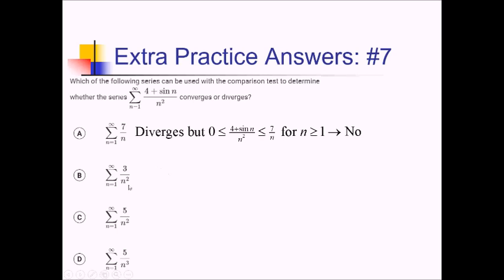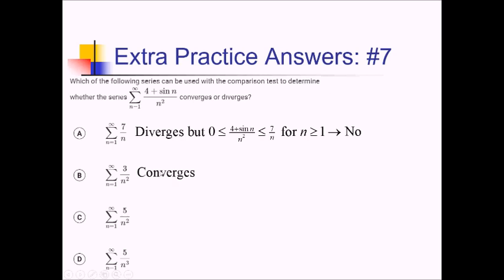So we've got 3 over n squared. If you take out a 3, this is 1 over n squared, which is a p-series, p equals 2. Since that's greater than a p-value of 1, we know this is going to converge by the p-series test, or at least comparison with 1 over n squared.